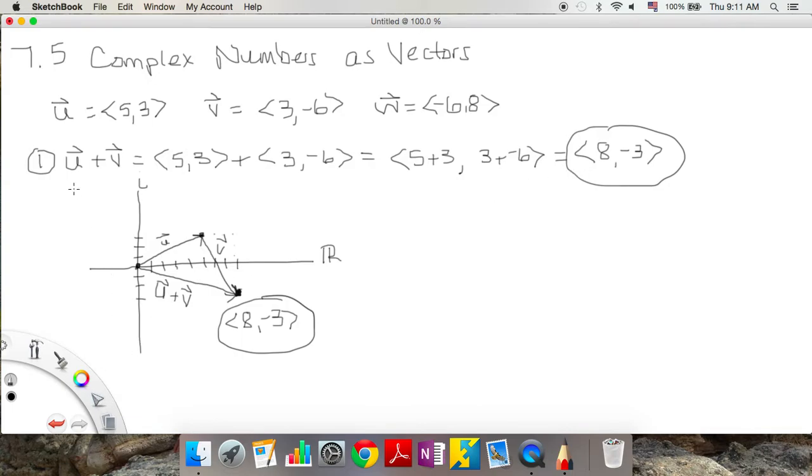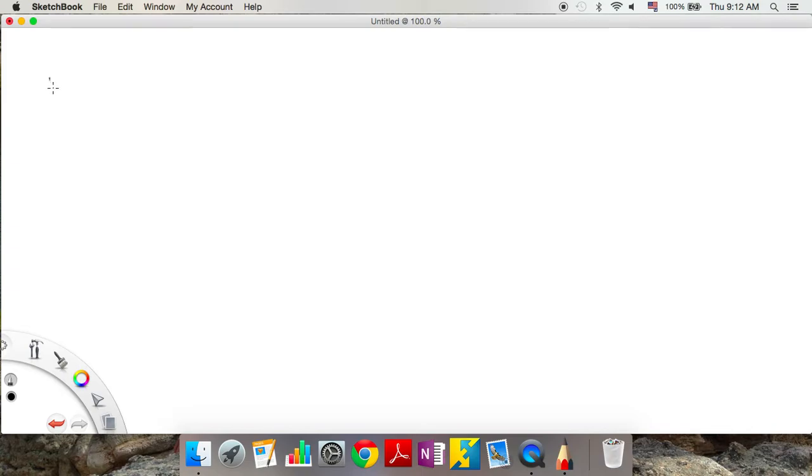Now, let's try another one. Let's just erase the whole thing. Instead of wanting to add these, what if we have the same vectors from before? We have v minus w. We need to remember that subtraction is the same thing as adding the opposite. So what we're going to do is take our vectors. We've got v is (3, -6). So that's our first vector, so we just graph it normally.